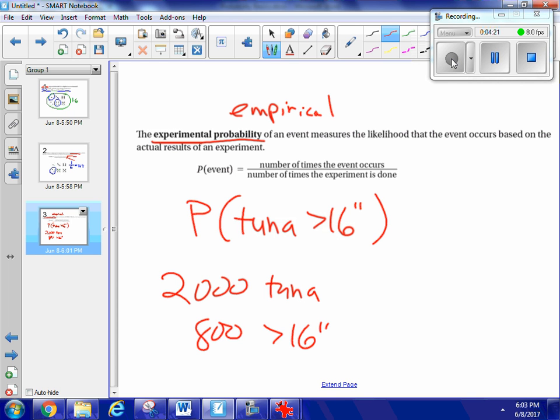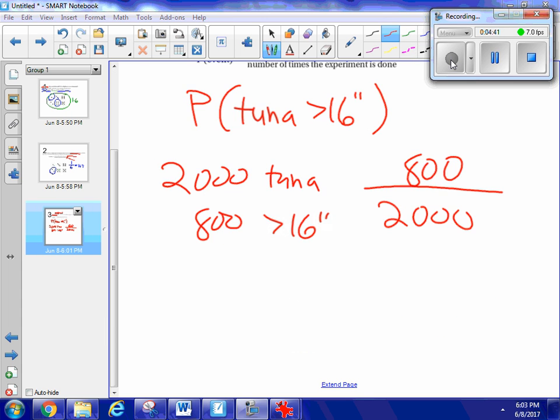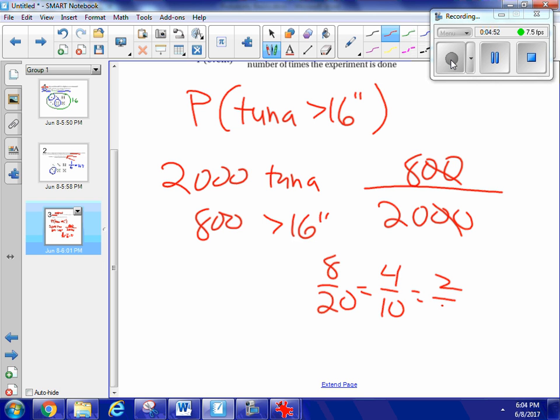So in that case, my event was I caught 800 tuna that were 16 inches or greater long, 800, and I'm dividing that by the total number of times I did the experiment, which is 2,000. So I can do a little bit of simplification here. I can have 8 over 20, which is equal to 4 over 10, which is equal to 2 over 5, which is equal to, in decimal, 0.40.